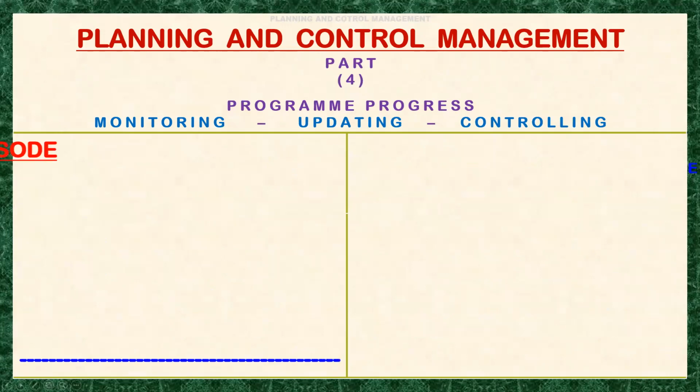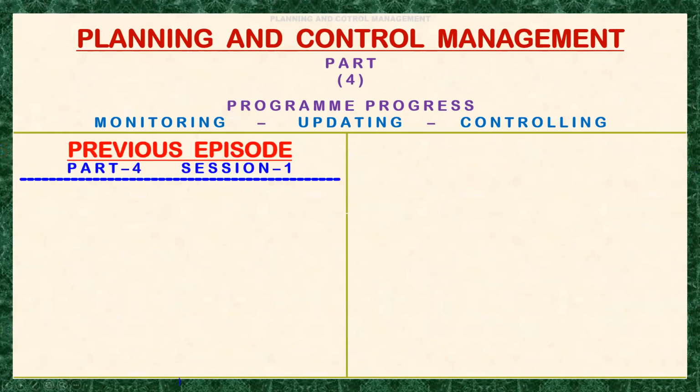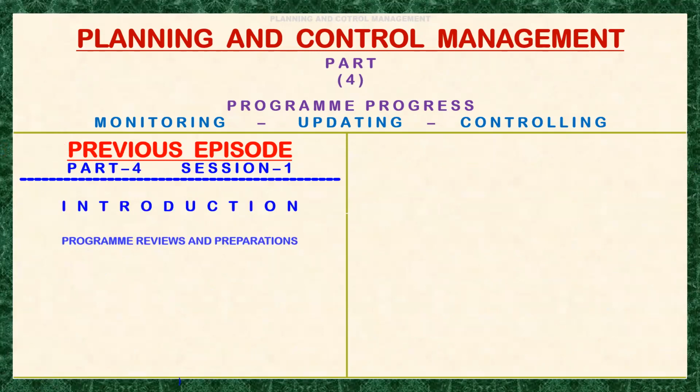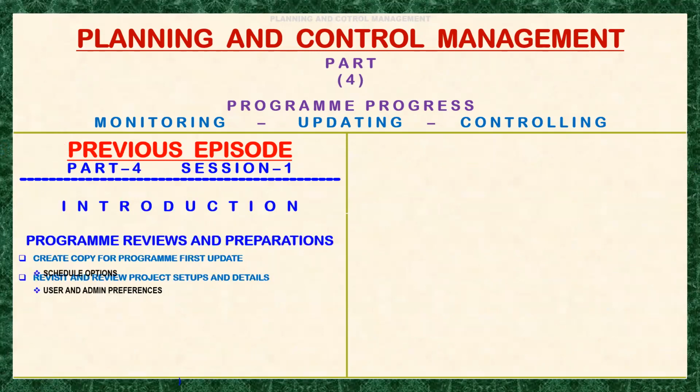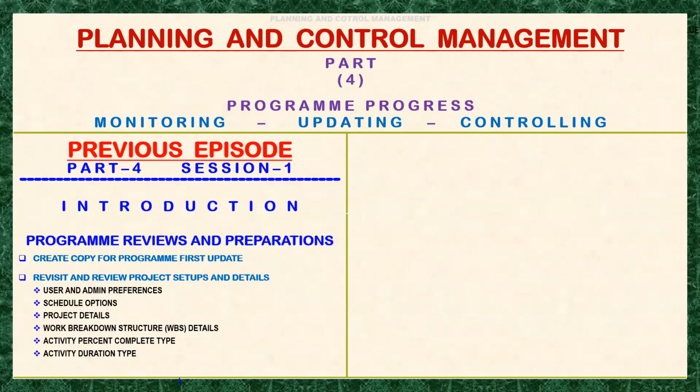Our previous episode was part 4, session 1, which we discussed the introduction, program reviews and preparations, that involves creating a program for our first update, and also revisiting and reviewing project setups and details. And here is the list of those setups and details.